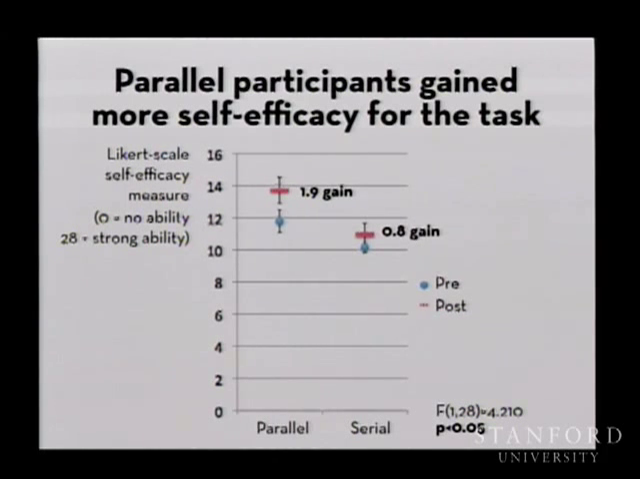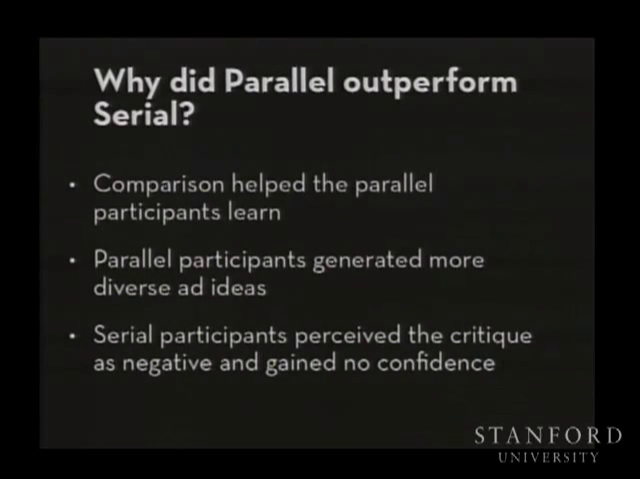So triangulating this finding with the serial participants' negative views of the critique, we put forth a third contributing factor, that serial participants perceive the critique as negative and thus gain no confidence on the task. Self-efficacy theory has demonstrated that task-specific self-efficacy is predictive of performance. So the more you believe in your ability to do the task, the better you're going to perform. And so this is why that's interesting. That's part of the research here.